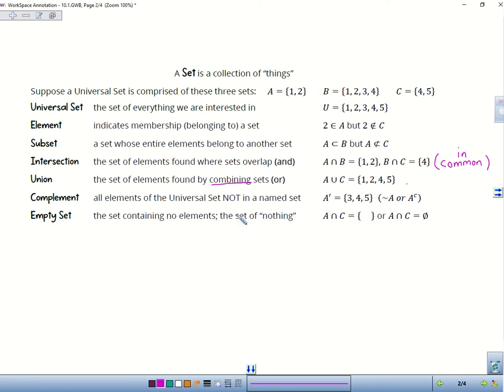Okay. A complement are all the elements of the universal set not named in a set. So for example, the complement of A prime, or set A, is 1, 2, 3, and it could also be written those two other ways, okay? And an empty set is a set containing no elements, a set of nothing. You're going to see empty set written two different ways, as empty brackets or that 0 with the slash through it, okay? So complement can be written 3 ways, empty set can be written those 2 ways. So you can always reference this sheet as needed.